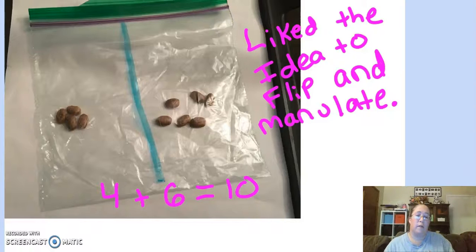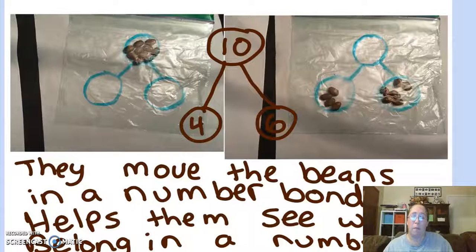But then with them going off to first grade, we do a lot of number bonds. So one way I decided to fix this lesson is to add the number bonds. This way the number bonds could be first put in the beans, and then they can manipulate them out into the number bonds and fill in their numbers on the number bonds, then put it in the number sentences. Again, they can still flip it to get that other number.